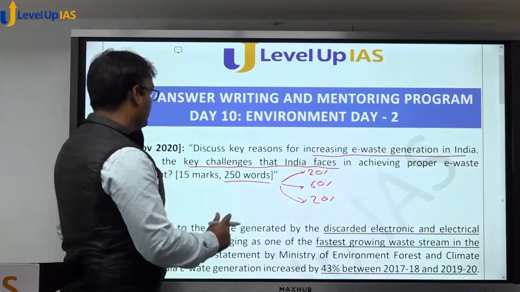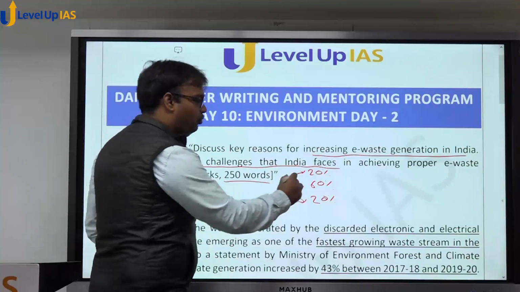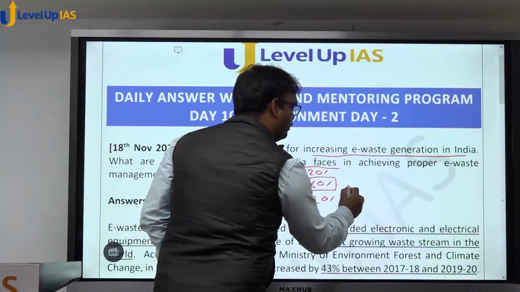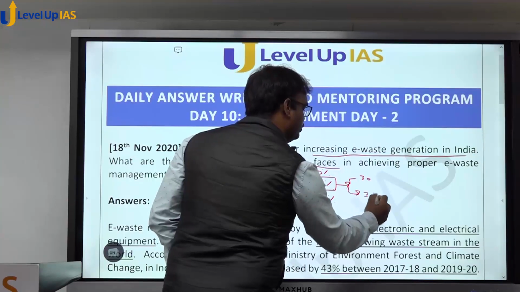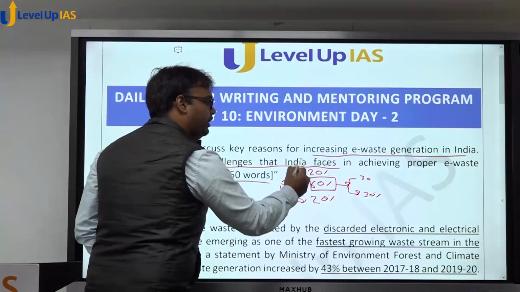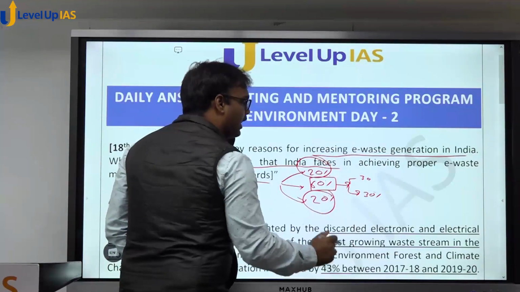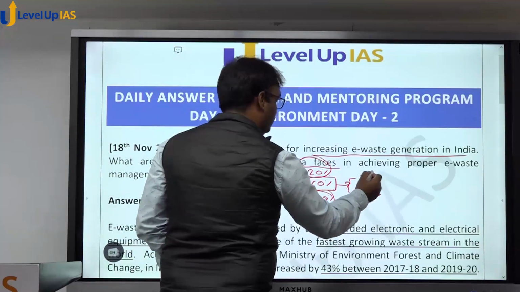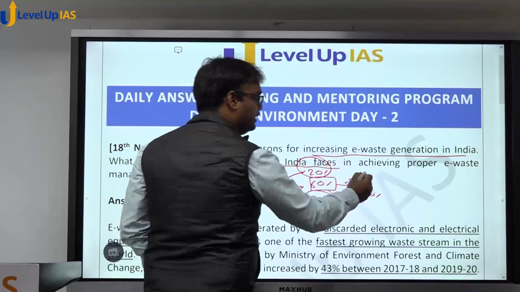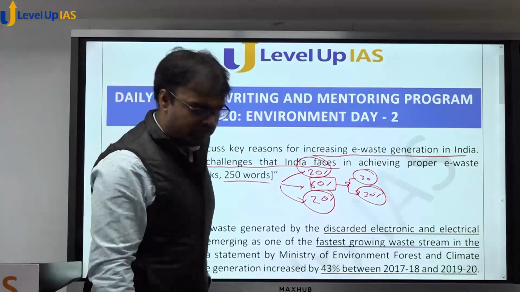Now here, because we have two subsections in the question, the core body would also become roughly 30% each. So this should give you an idea. Your introduction can be of 50 words, your conclusion and way forward could be of 50 words, and the core thing, the key reasons for increasing e-waste generation, that should be around 75 words, and this section, the key challenges, that should be around 75 words.